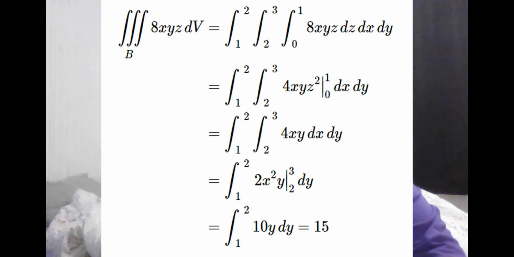Now that we have looked at how to work with triple integrals, we can talk about triple integrals in cylindrical coordinates next, which are very similar to double integrals in polar coordinates, except we have a constant z dimension.